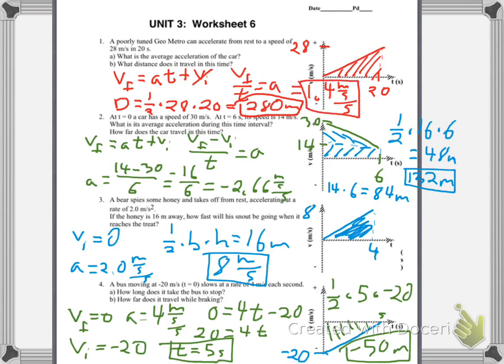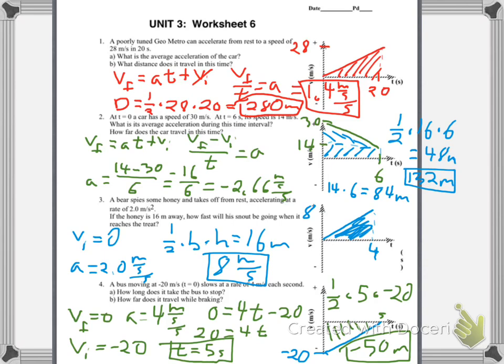The second part, the distance it travels, well, that is the area under your curve. And now we have a triangle, so our area for that curve is 1/2 base times height. So we take 1/2 times the base of 20 seconds times the velocity, which is a height of 28 meters per second, to get a total distance of 280 meters.